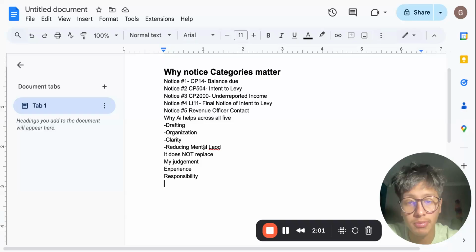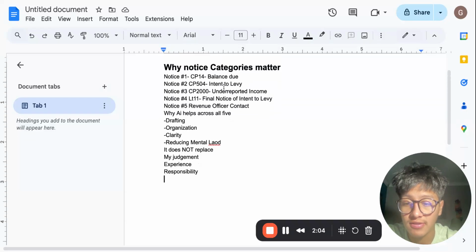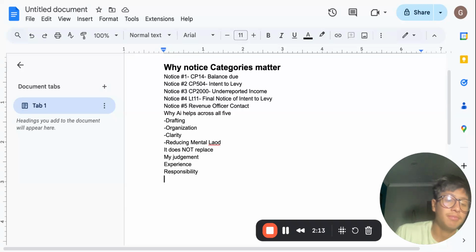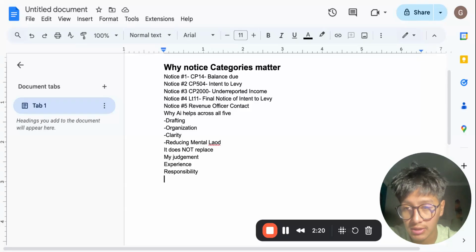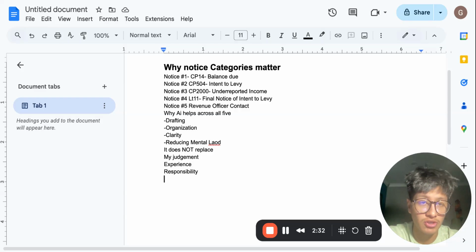Notice number 2 is going to be the CP504 intent to levy. This is where emotions spike. This notice signals escalation, but not immediate levy. There's no levy in here, but there is some risk. Things to keep in mind for this are deadline awareness and risk framing. Risk framing, for example, is if you don't pay this $15,000 tax liability by Friday, then the IRS will seize funds directly from your bank account and garnish your wages.